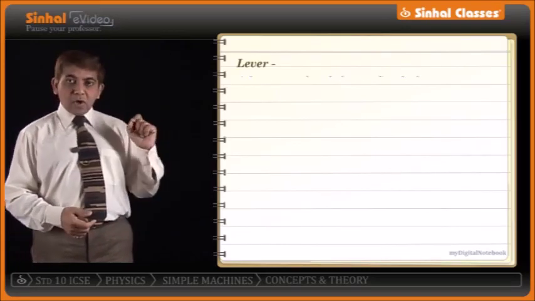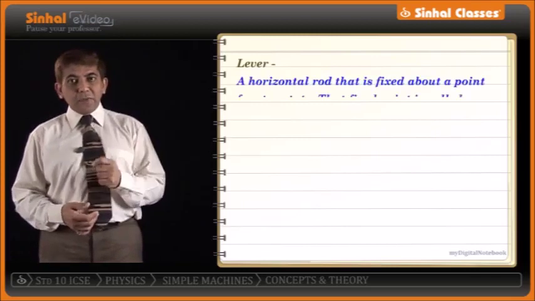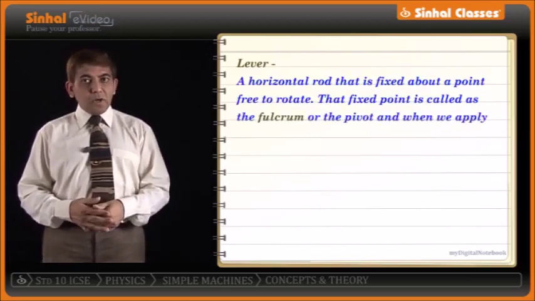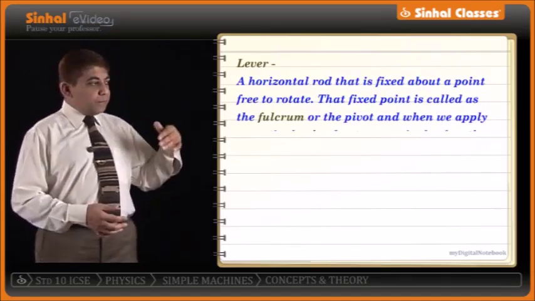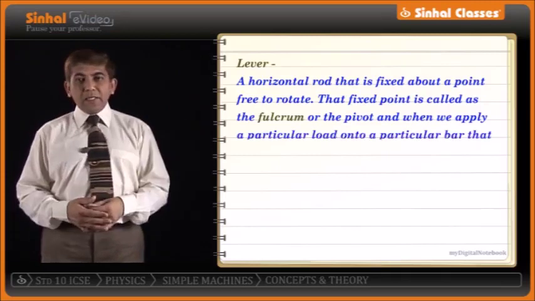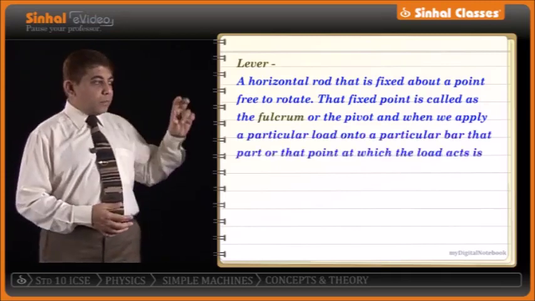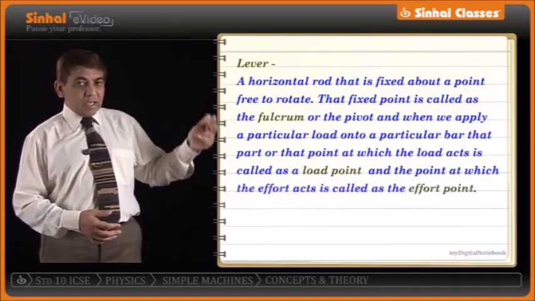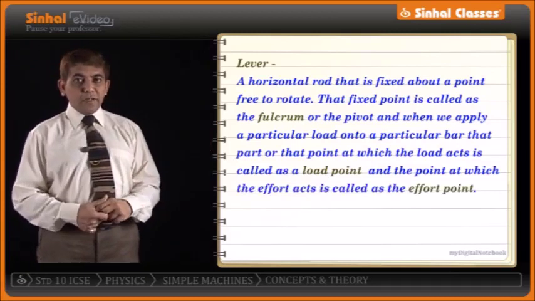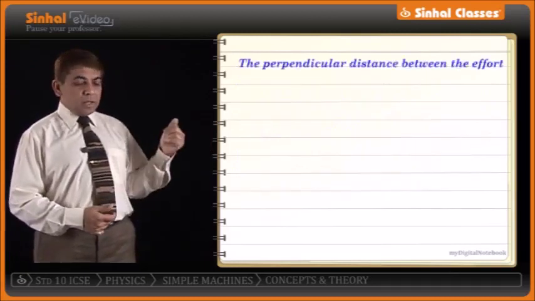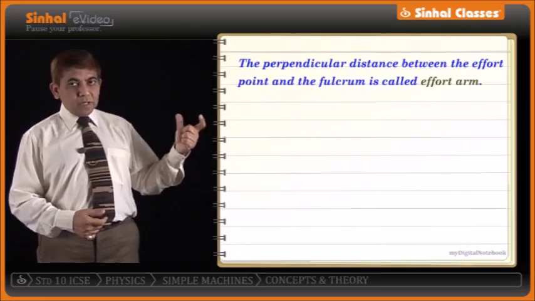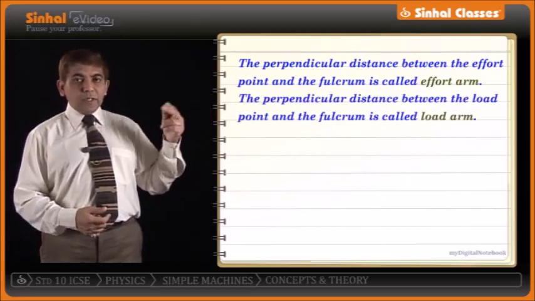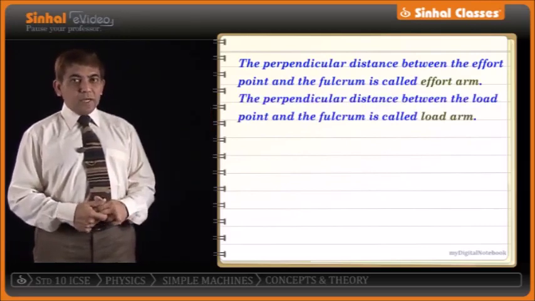We define a lever as a horizontal rod that is fixed about a point, free to rotate. That fixed point is called the fulcrum or the pivot. When we apply a load onto a bar, the point at which the load acts is called the load point, and the point at which the effort acts is called the effort point. The perpendicular distance between the effort point and the fulcrum is called the effort arm. The perpendicular distance between the load point and the fulcrum is called the load arm.